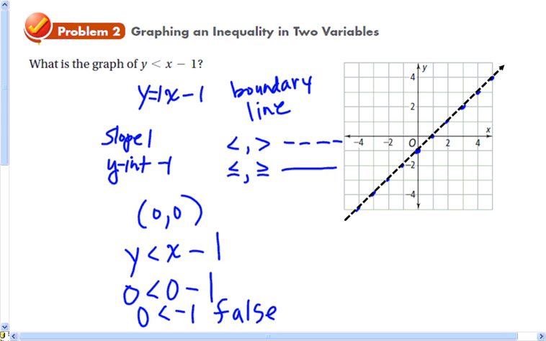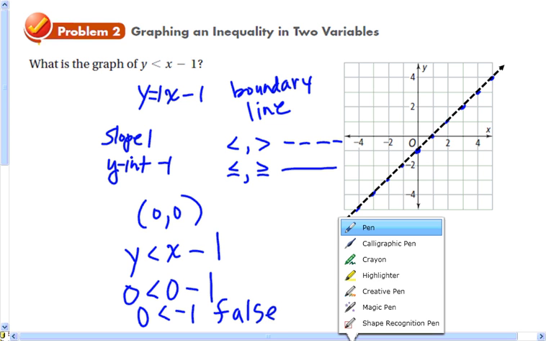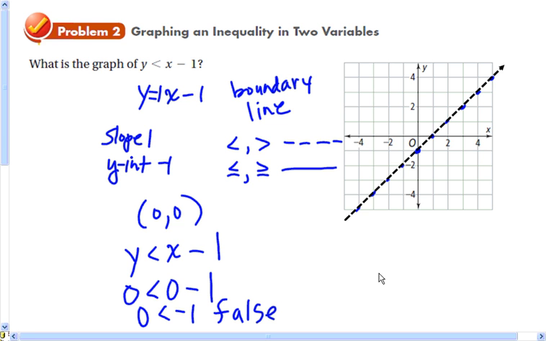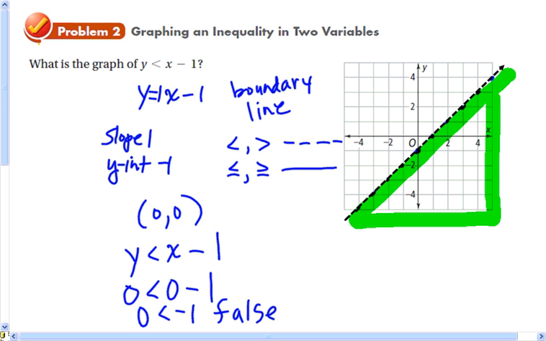So the side of the graph I want to shade is not on the side where that point 0, 0 is. We don't want that. That's not a solution. So I'm going to shade the other side of the line. I'm going to need a pen to help me shade here. Let's use a highlighter. And I'm going to shade. Everything on this side of the line is a solution to that equation. And when I'm done shading, I'll just prove that it's true. I'll pick another point, and you should always do that as a check.